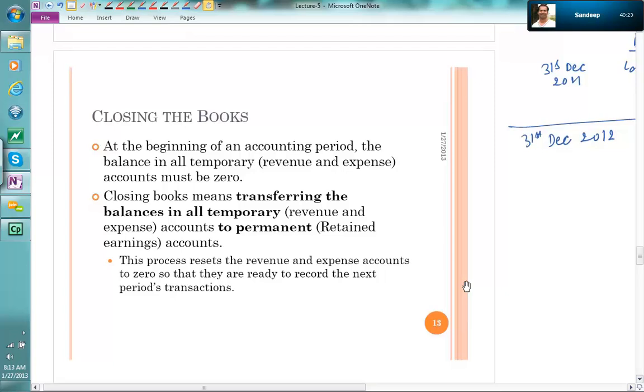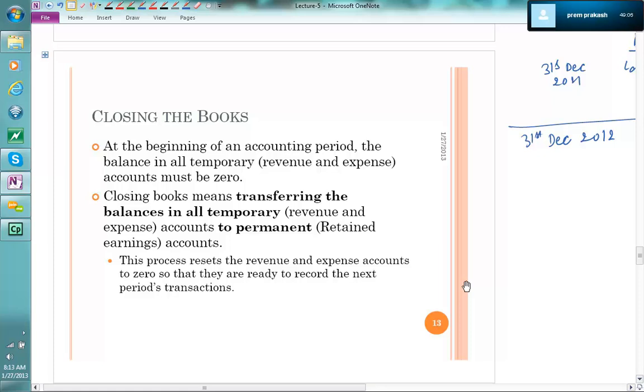So what do you think? Should we close the temporary accounts or should we close the permanent accounts? Which will need to be closed at the end of the period? Temporary. So that's the idea behind it. We should have a mechanism to make the balance in all the temporary accounts zero at the end of the period, and this is what is known as closing the books. So when we say closing the books, what is the meaning? We are making the balance in the temporary accounts zero before we start accounting for the next period.